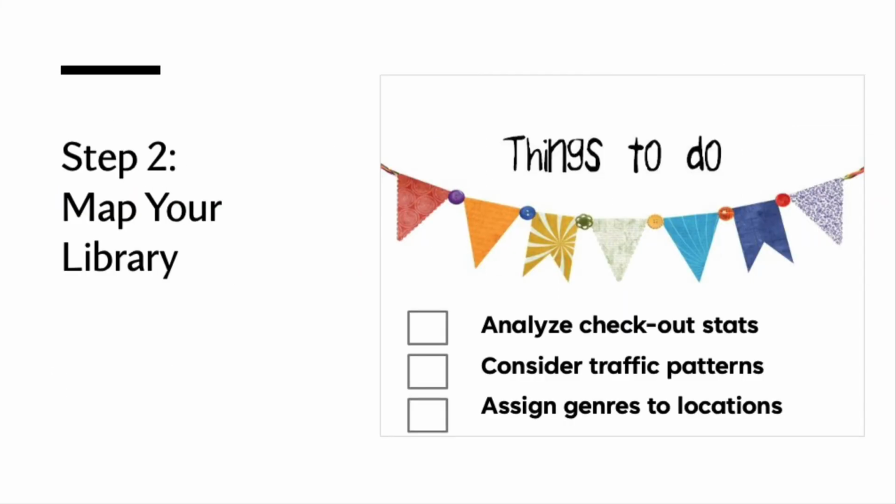This mapping step really involves 3 main tasks. First, analyzing your checkout statistics. Next, considering the traffic patterns in your library and the zones. And then lastly, assigning genres to specific locations in your physical space. Once you do this, the move is on. You're ready for that reorganization.